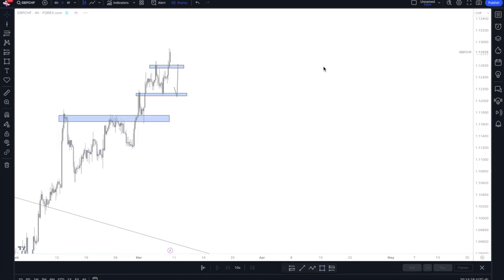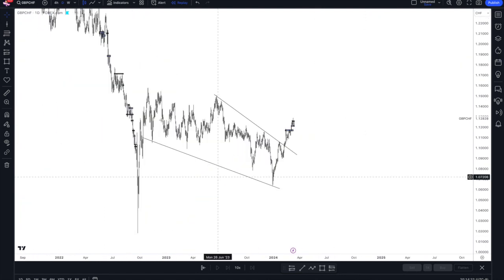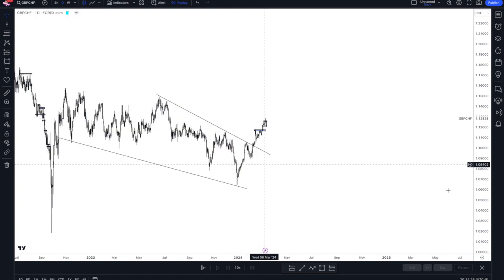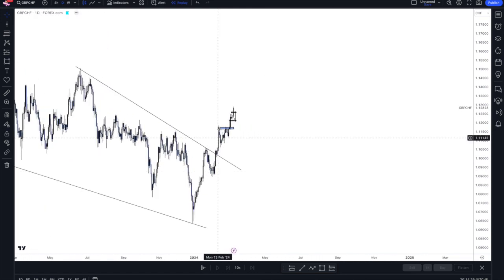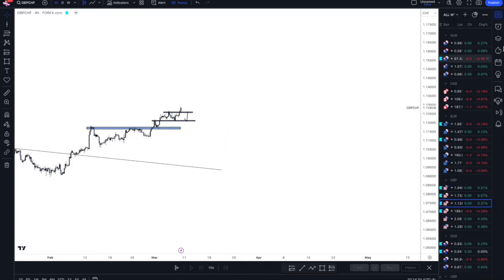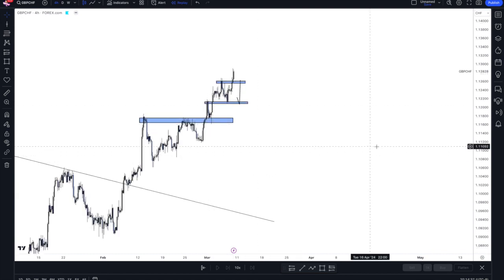Now, if we go to the daily, you can see what I was looking at. Overall, we can see that price was in this bearish channel. We had a push up, retested the channel, higher low, push up, higher low, push up, higher low, and then we had a breakout of this channel right here, retest, bang, that was it.